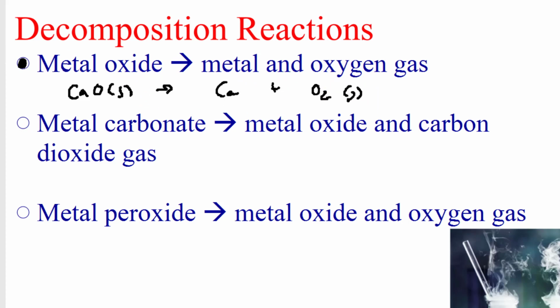Calcium, oxygen gas. We're going to have to balance this reaction. You can see we have 2 O's at the end, which means we need 2 O's at the beginning. We need 2 calciums, and this is a 2 to 1 ratio.